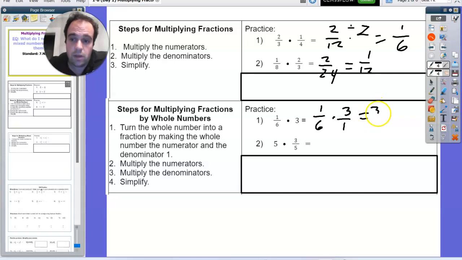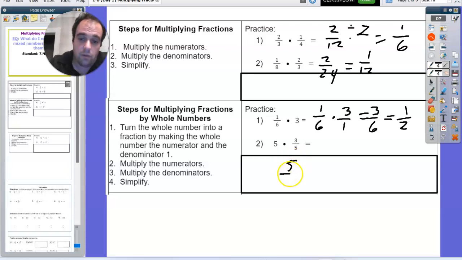3 times 1 is 3. 6 times 1 is 6. Divide those both by 3. We get 1/2. 1/6 of 3 is 1/2. Same thing for number 2. We get 5 times 3/5. We turn 5 into 5 over 1. We do 3/5. And multiply across.